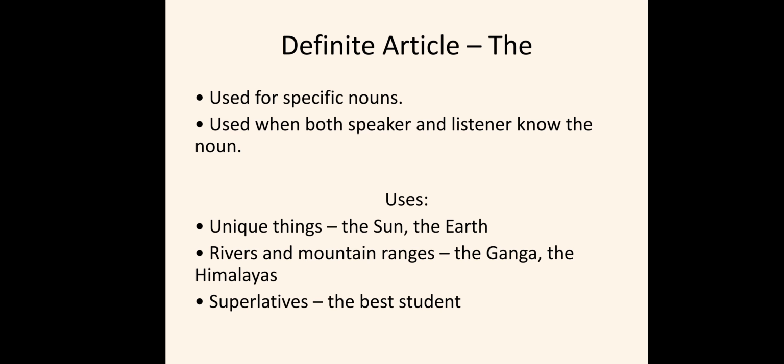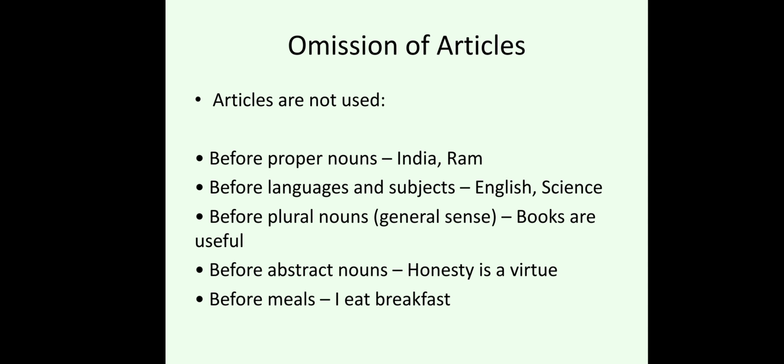Second, before any language or subject name. Whenever we write the name of any subject or language, we don't use any article before it, neither a, an, nor the. Before plural nouns, we also don't use any article. A and an can't be used because these are plural, but we don't even use the before these words.